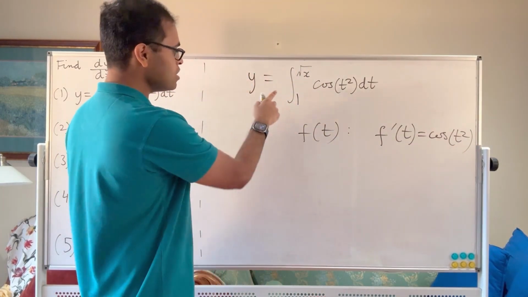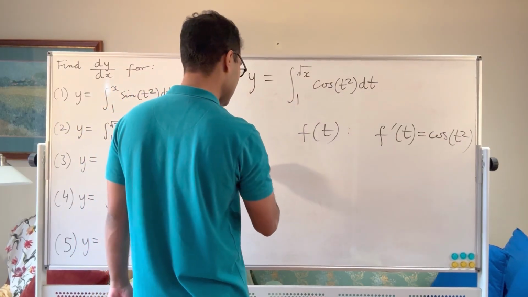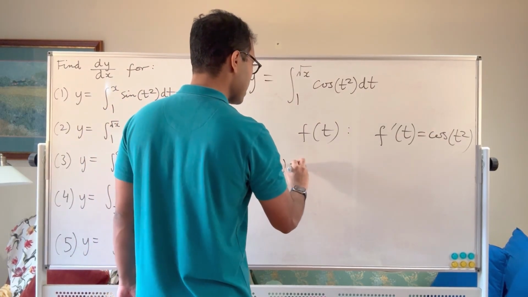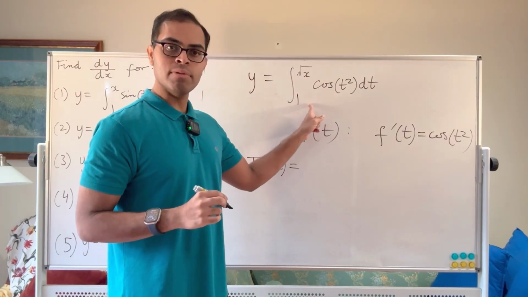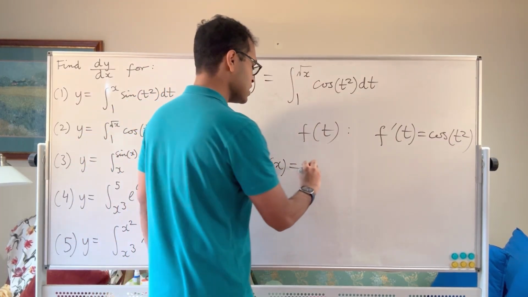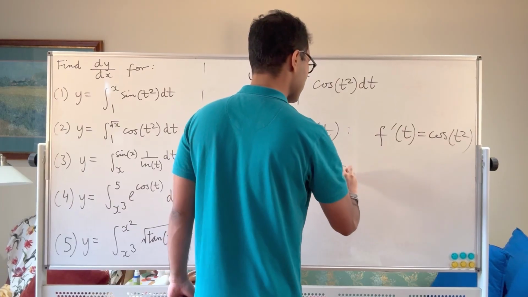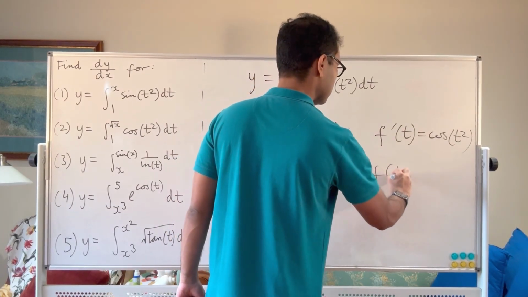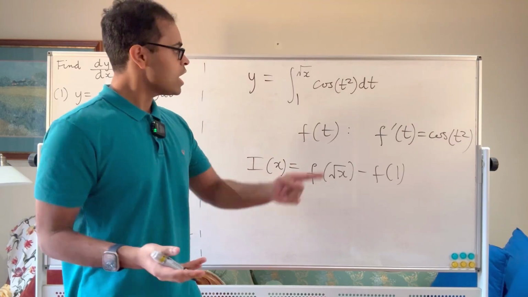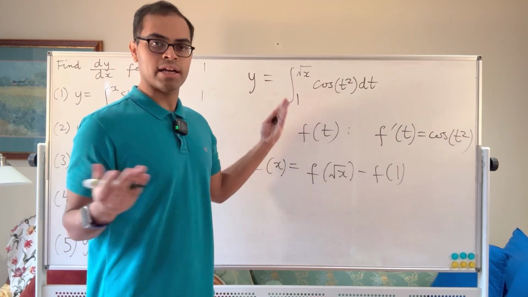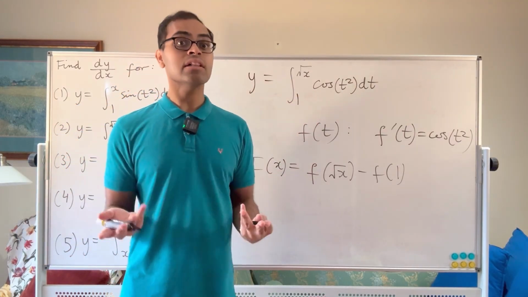And now to find the original integral, which we call I of x again, it's a function of x, we just have to plug in the upper limit into f and subtract off the lower limit plugged into f. So again, we're going to get I of x is going to be f of the square root of x minus f of 1. Okay, that's our process for integrating. We just find the antiderivative, we plug in the upper limit, subtract off, plugging in the lower limit. That's when we want to calculate an integral.